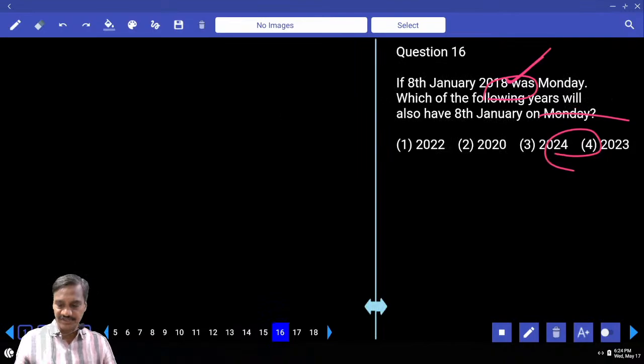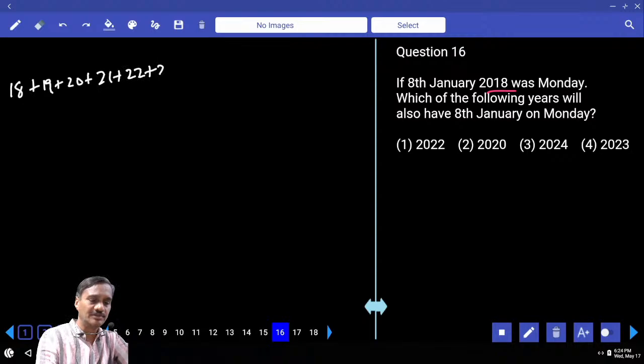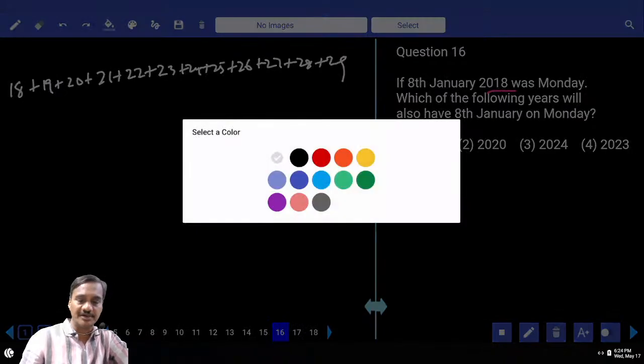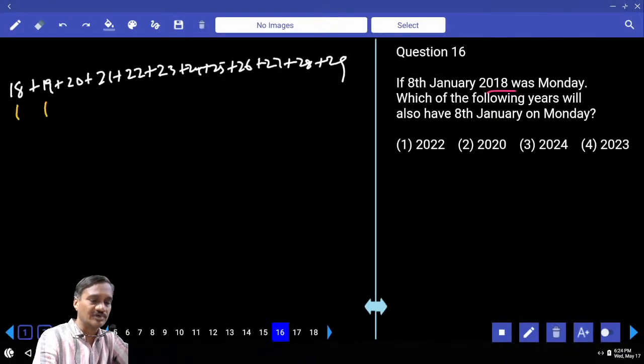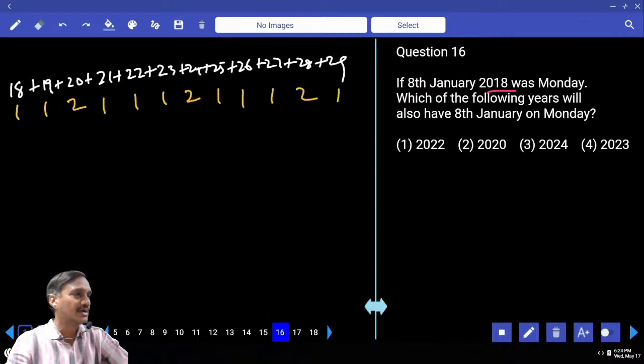Now 2018. ఇంకొకసారి చూస్తారా? 2018. మనం రెగ్యులర్గా చేసే పద్ధతి ఇది. 18, 19, 20, 21, 22, 23, 24, 25, 26, 27, 28, 29. మనం 29 అనుకున్నాం కదా? Then write down the odd days: 1, 1, 2, 1, 1, 1, 2, 1, and they get the odd days.